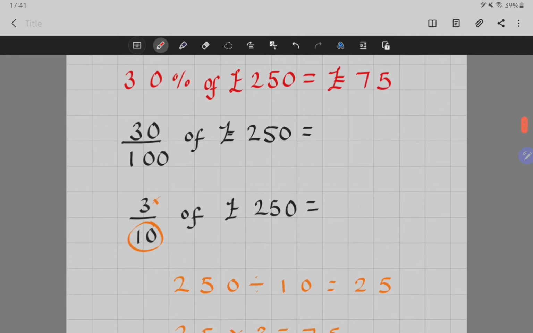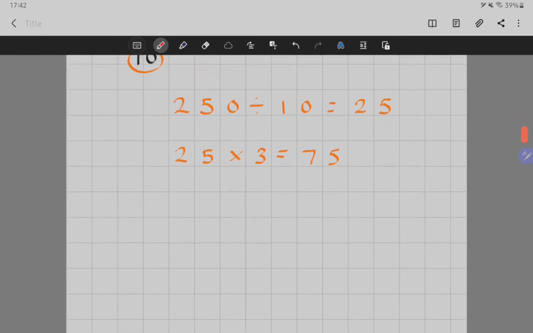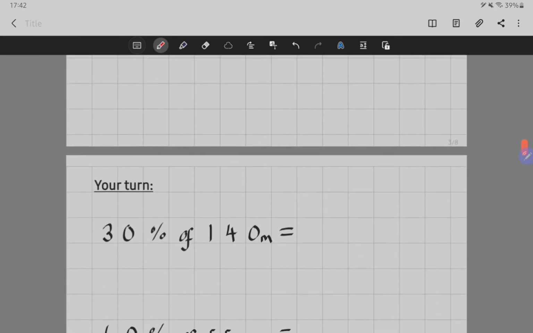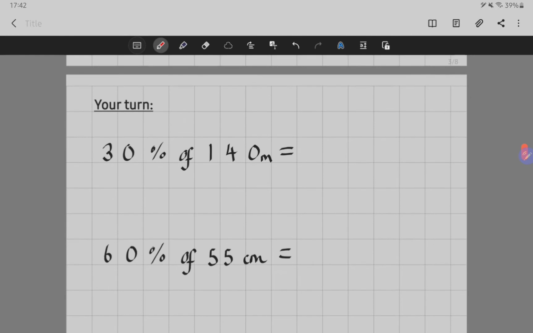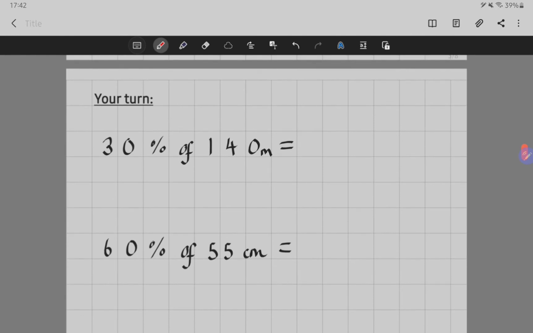Okay, so we're simplifying those fractions to make it a bit easier to calculate. Right, I want you to have a go at a couple using that method. So pause the video and give those a go and see how you get on.